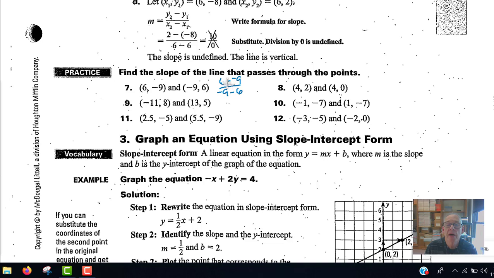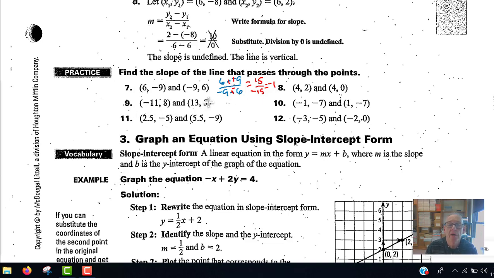So 6 take away -9 is the same thing as 6 plus 9. Again, plus opposite. You get 15 in the numerator. And -9 take away 6. Now, if we do plus opposite with this, we've got a -9 plus a -6. The rule for adding signed numbers is if the signs are the same, you keep the sign, you add the numbers. This is going to give me a -15. So that simplifies to a -1 for the slope. So 7 has a slope of -1.